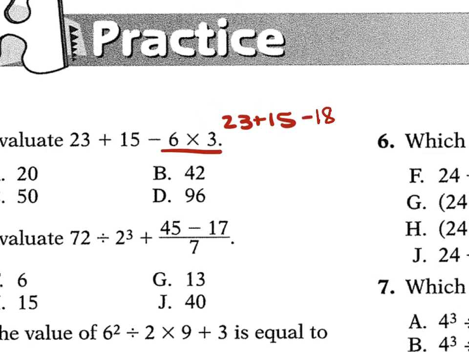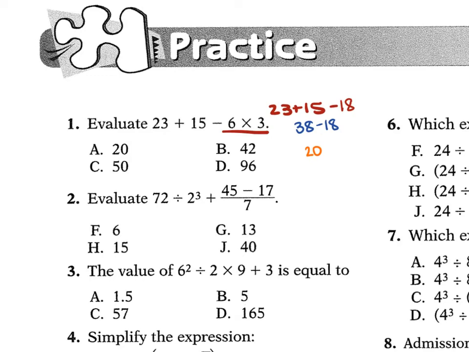So from here, 23 plus 15, 3 plus 5 is 8. The 3 comes from the 2 and the 1. For subtracting 18 from that, we get 20. So A is our answer for that one.